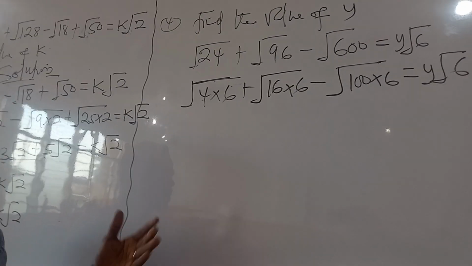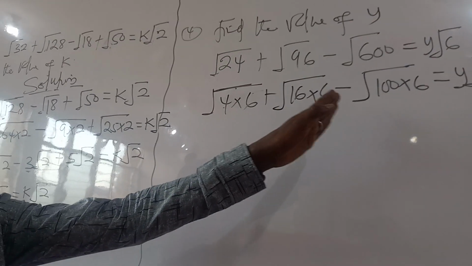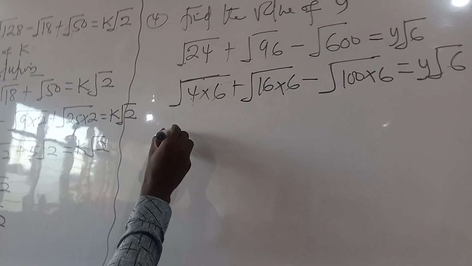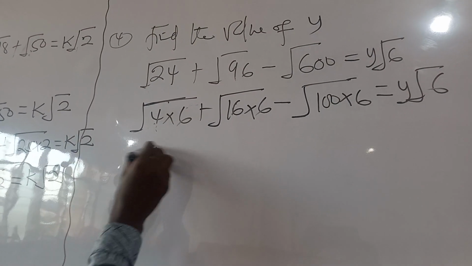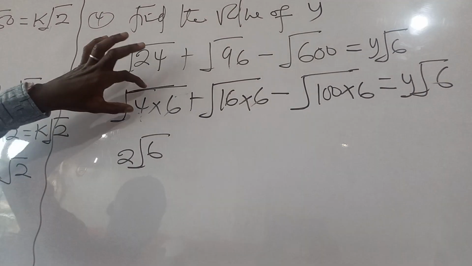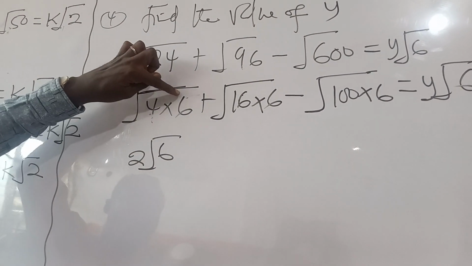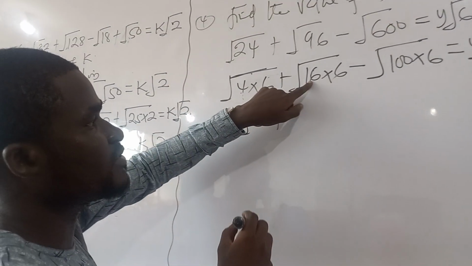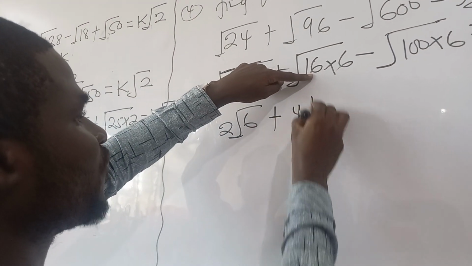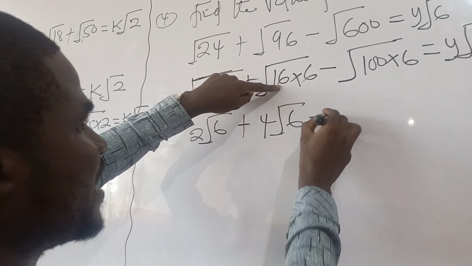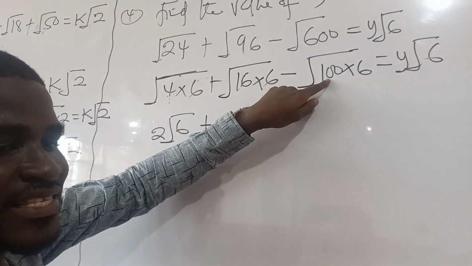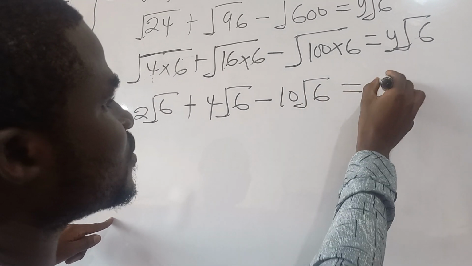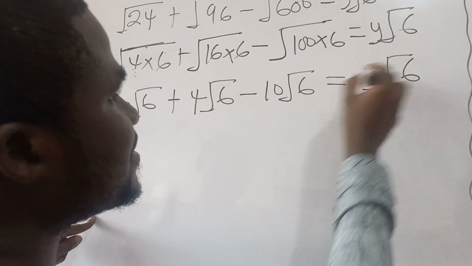Now the second step, we are going to square all the perfect numbers. So square root of 4 will give us 2. So 2 root 6. We square this number, which is 2, then you put a 6 in square root. Plus square root of 16 will give us 4. 4 root 6. Minus square root of 100 is 10. So 10 root 6 equals y root 6.